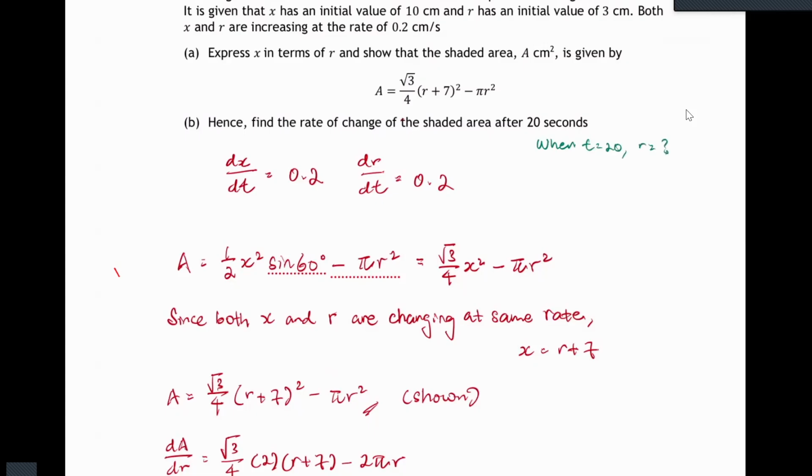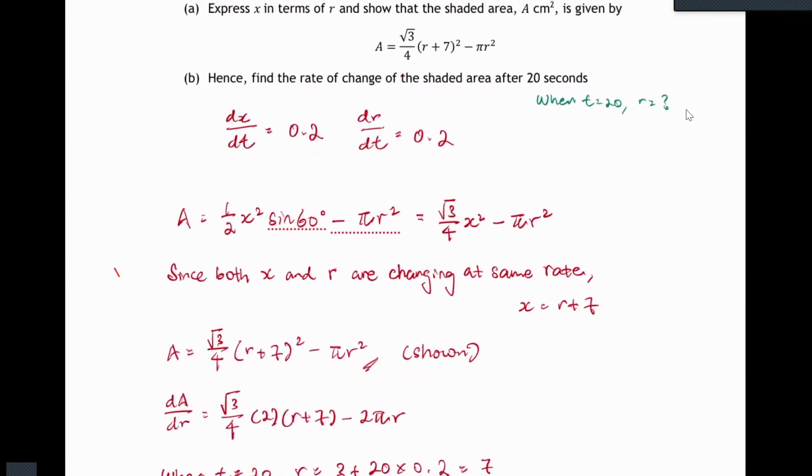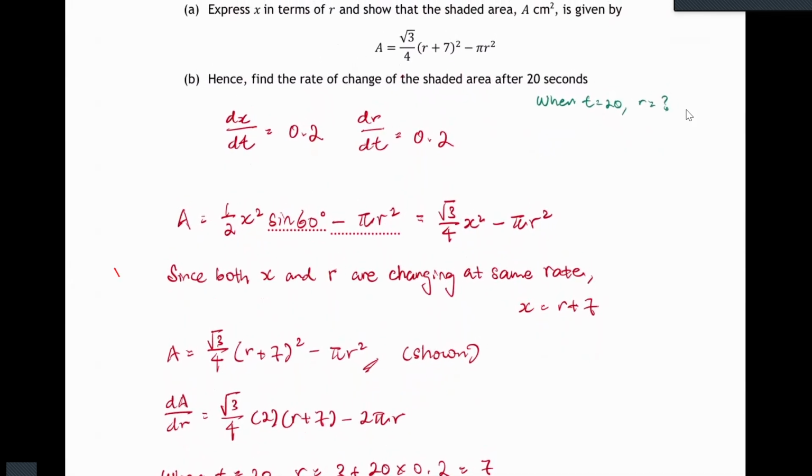Okay? So once I know that, then I can sub in. Luckily, we know that the initial value of r is 3 and r increases by 0.2 cm per second. So after 20 seconds, I start with 3, then I just add 0.2 times 20. From here, we should get the value of r when t equals 20. Okay? This will give me r equals 7.